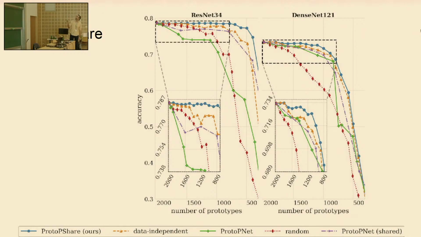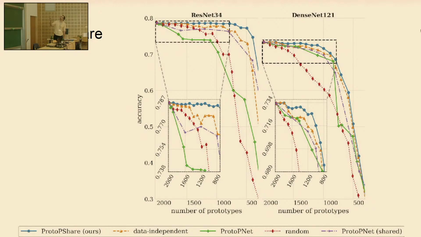Then the accuracy decreases, especially here, when we have only 2 or 3 prototypes per class. 500 by 200 is 2.5, so it decreases rapidly here. The Prototypical cannot deal with such a small number of prototypes per class.